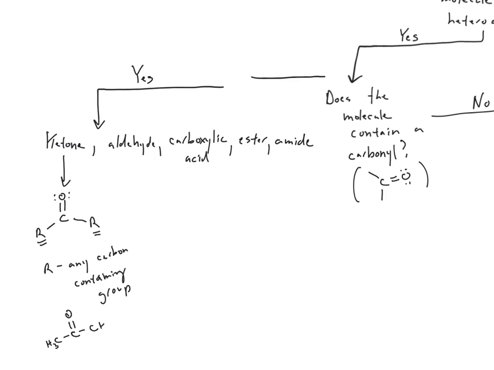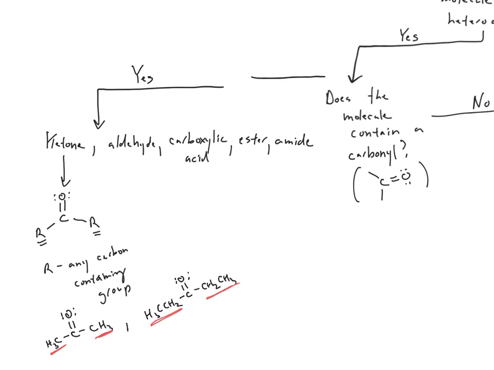I'm going to use condensed structures to make this easier. Both of those are ketones. The R groups aren't the same. So that identity can change. It could be 2 carbons long, 3 carbons long, or 1,000,000 carbons long. If it's got that carbonyl in it with 2 carbons on either side, it is a ketone.